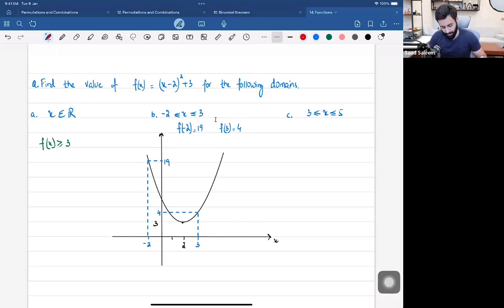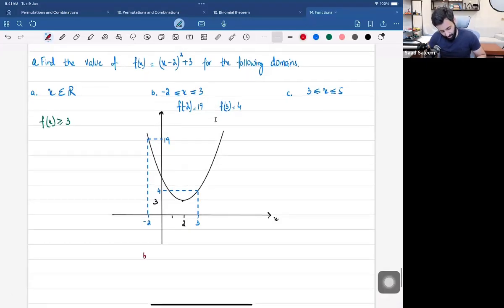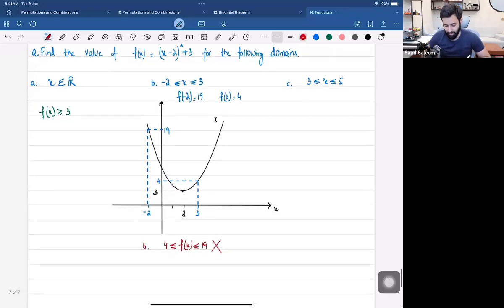If you do that, I'll write it here that for part B, you can't simply say that f of x is greater than or equal to 4 and lesser than or equal to 19. This is wrong. What will be the correct answer? What do you think will be the correct answer? That is correct. 3 and 19.